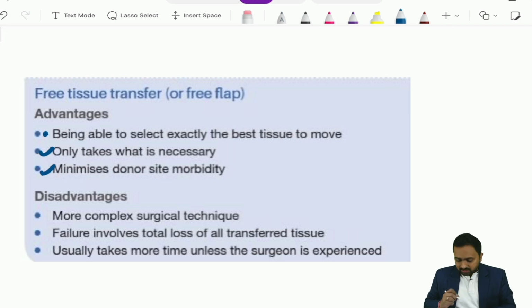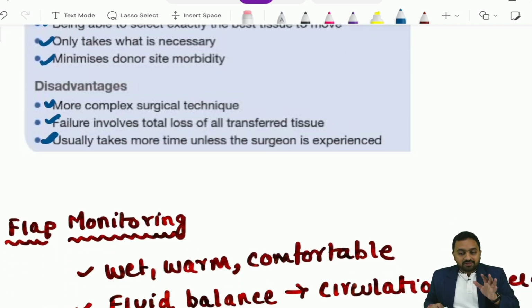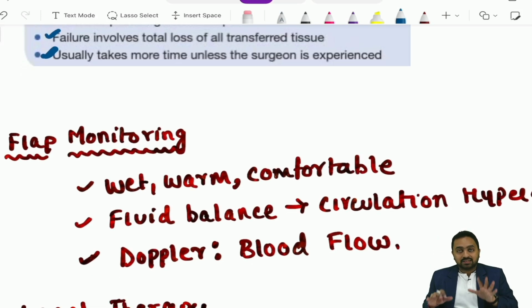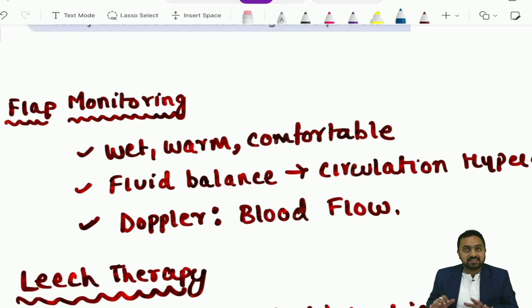The disadvantage is definitely it is a more complex surgical procedure. Now, failure involves the total loss of transfer tissue, and you would need to reoperate the patient, and it usually takes more time unless your surgeon is experienced. So, flap monitoring is very important. A traditional saying states that the patient should be kept wet, warm, and comfortable.